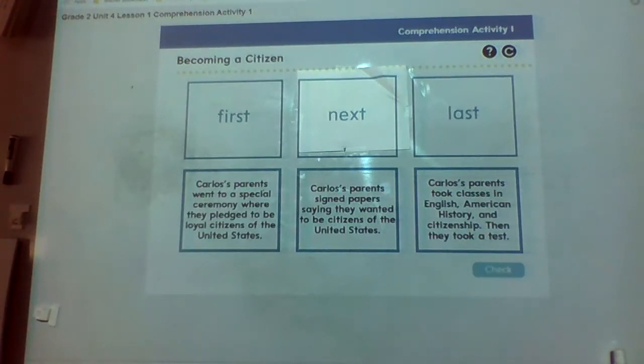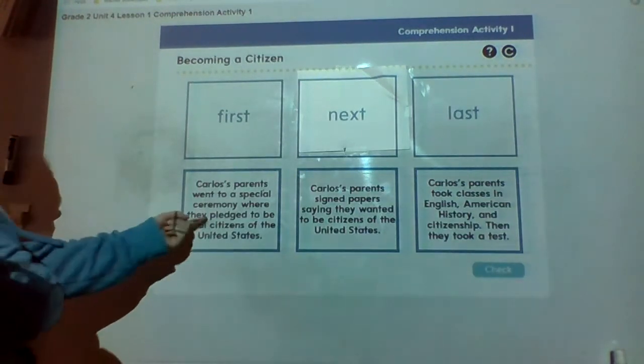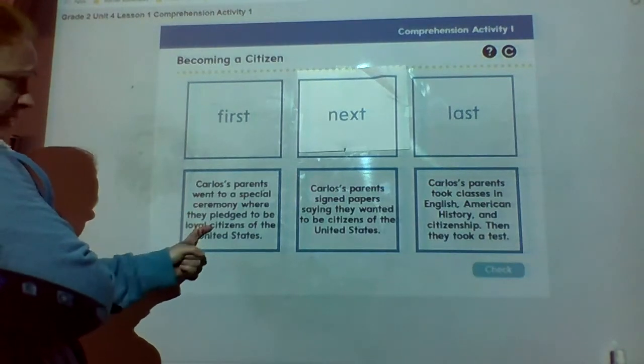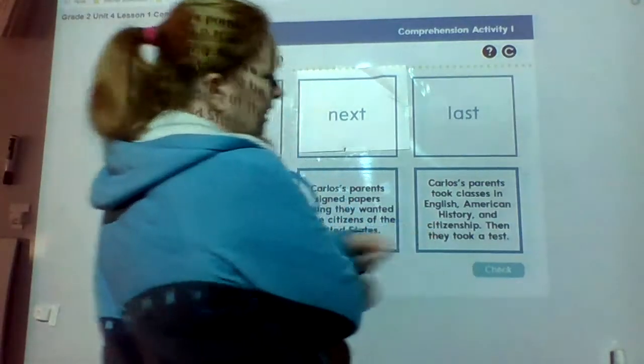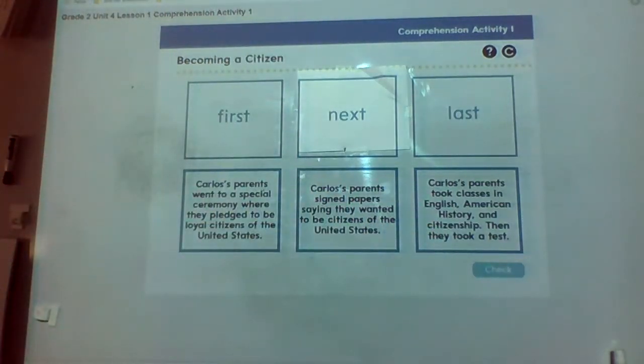So what do you think happened first? Do you think his parents went to a special ceremony to pledge to be citizens? Do you think they signed papers saying they wanted to be citizens? Or do you think they took classes to become citizens first? Which one?